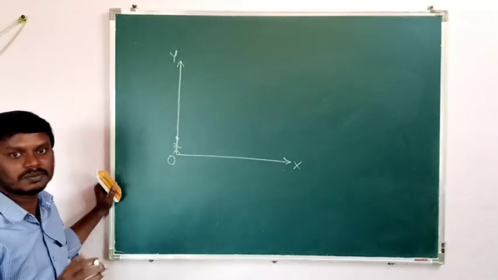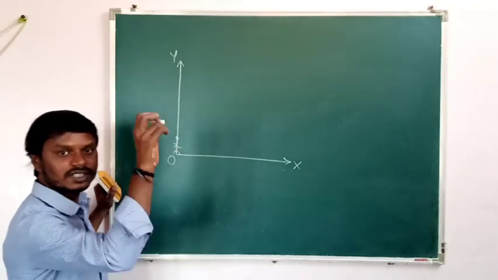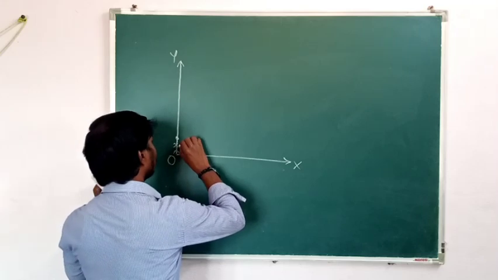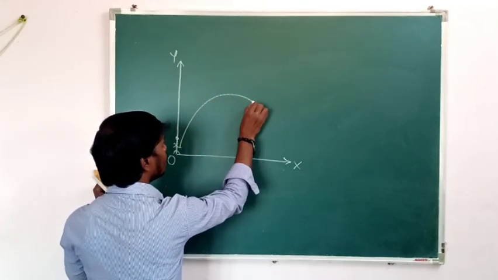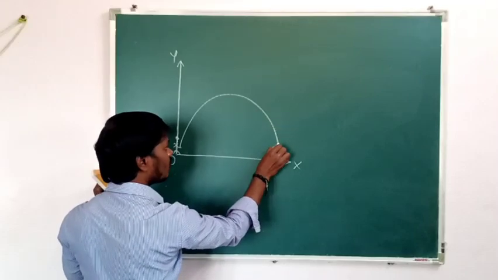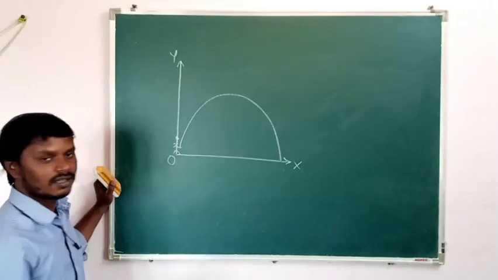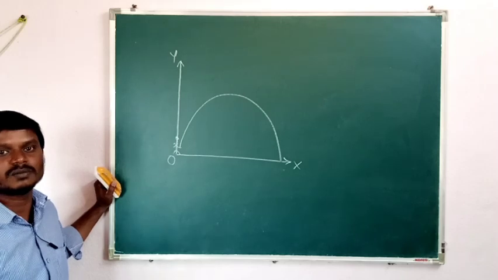You have heard about the shot put. So how to throw the shot put here? Like this. Whenever the shot put is thrown by an athlete, it follows a curved path. That curved path is a parabola. The nature of that curved path is a parabola, right?